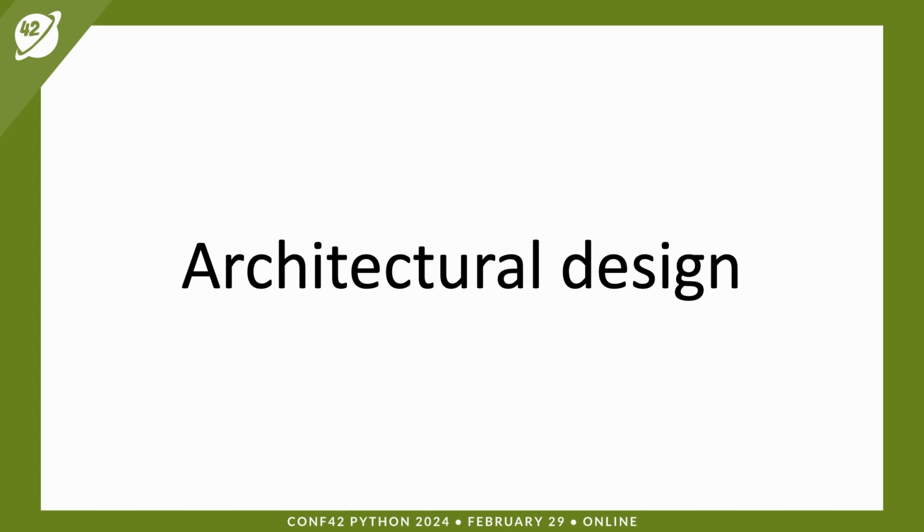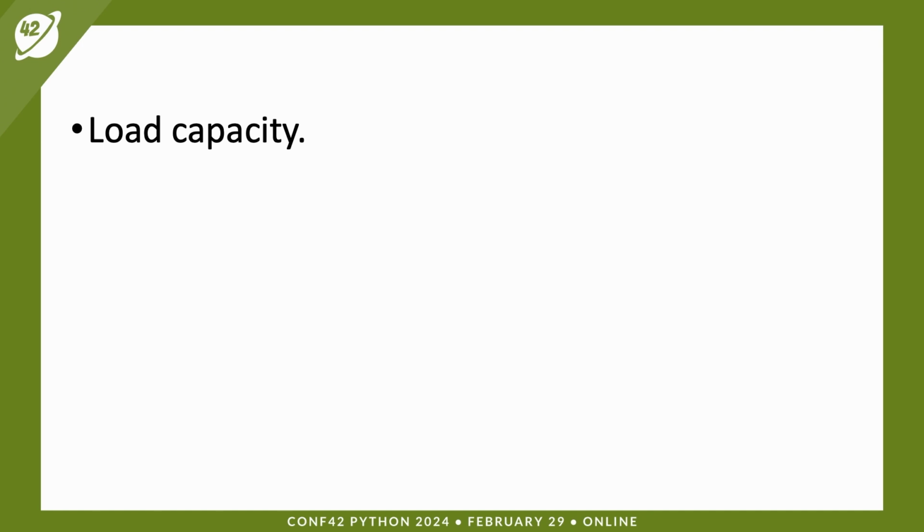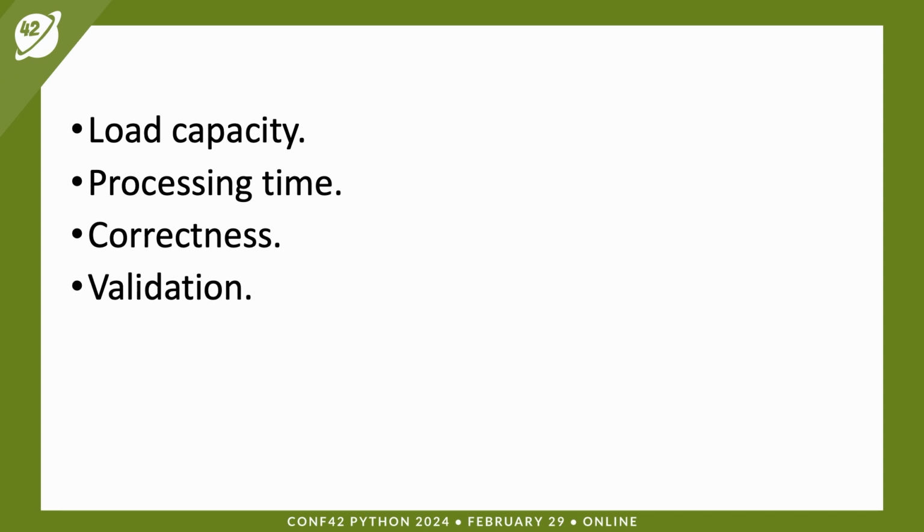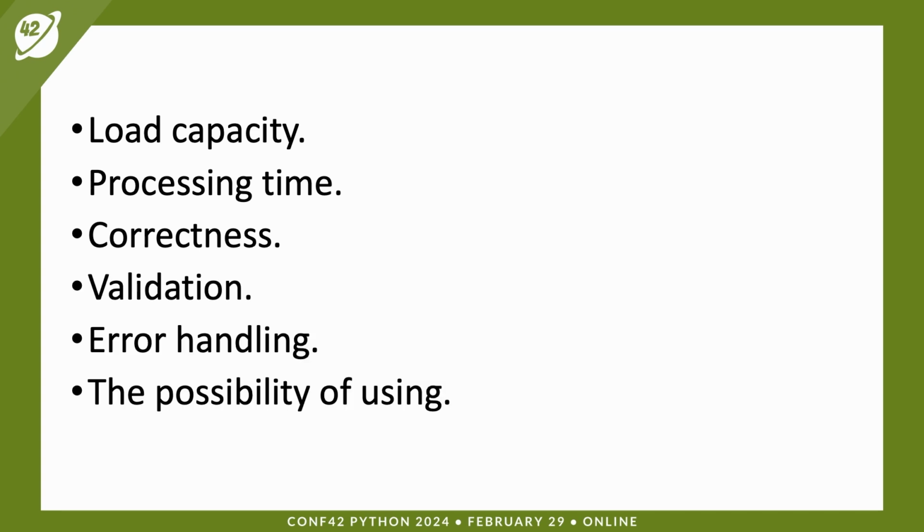Architectural design involves determining points of change and organizing the code. Even for small changes that can be implemented quickly and easily, it is advisable to consider the impact of these changes and integrate them into the current architecture without complicating or damaging the code. It is also important to consider load capacity, processing time, correctness, validation, error handling, the possibility of using the change or the entire implementation as a whole.